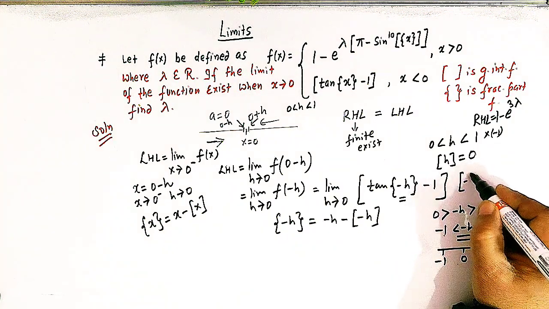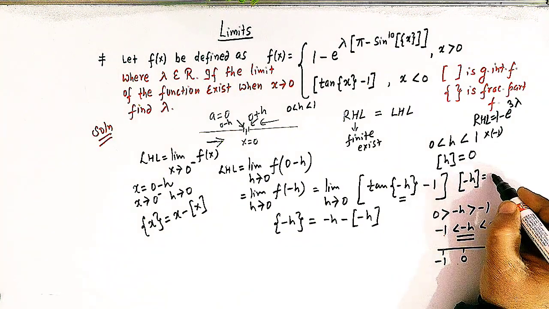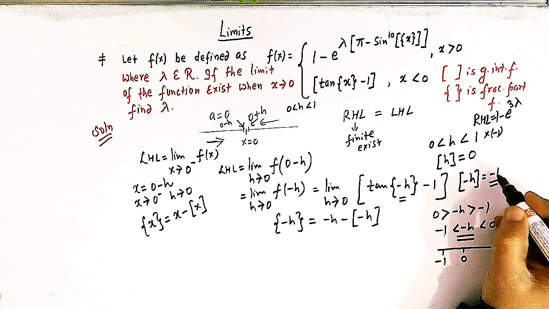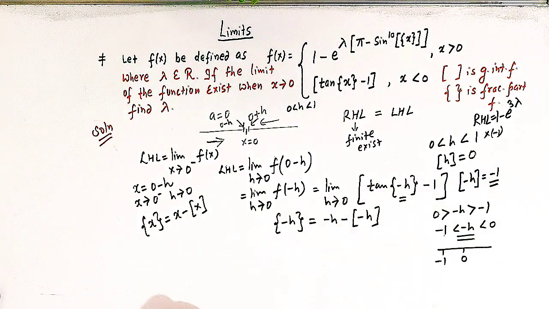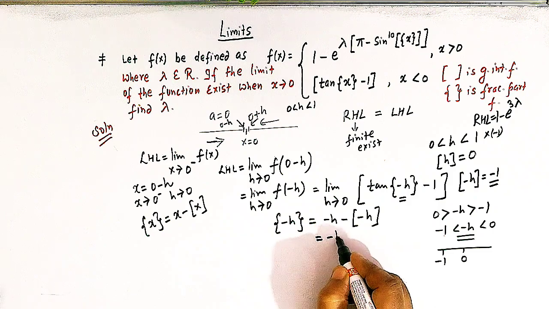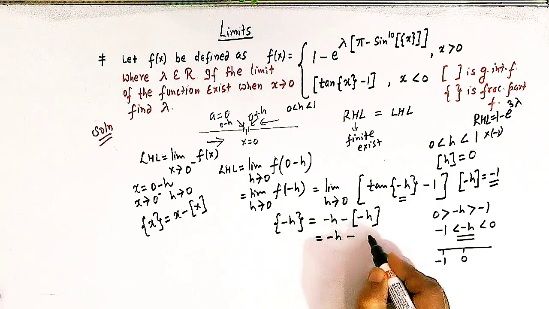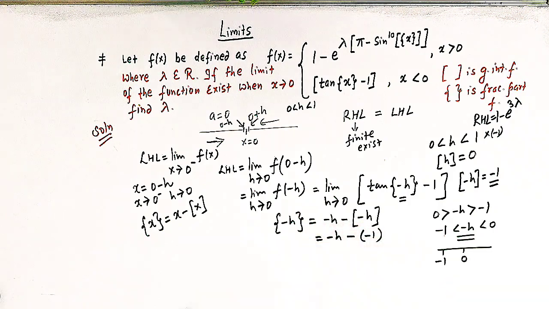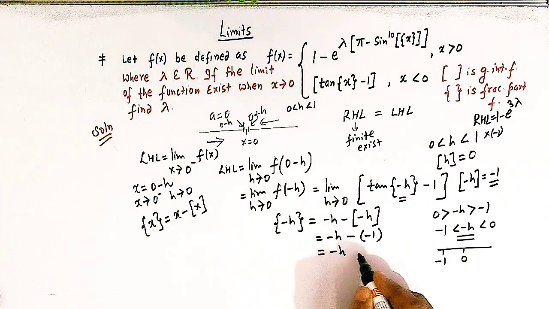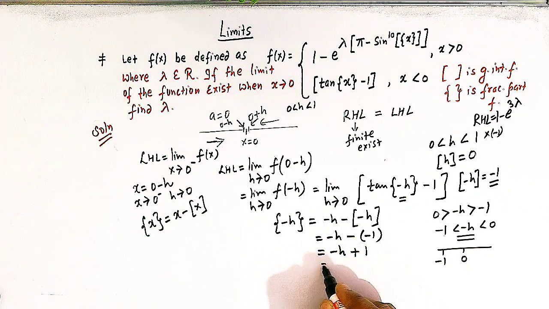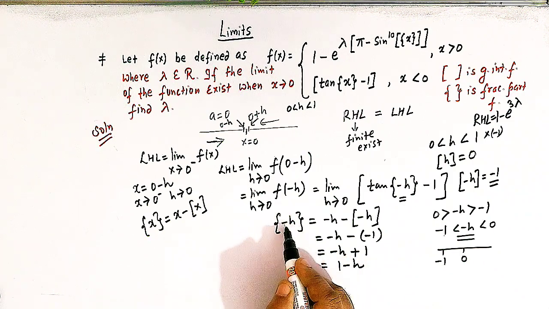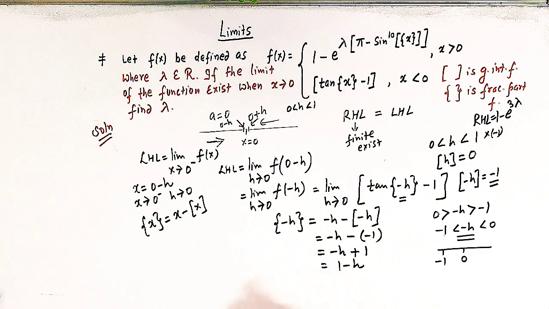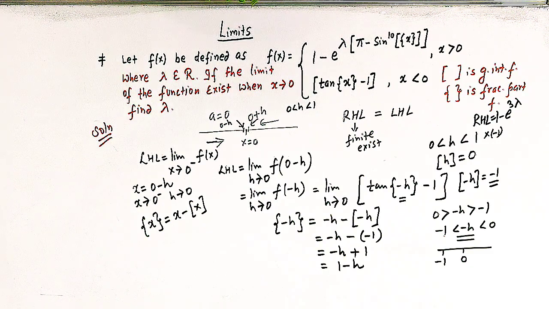So the greatest integer of minus h should be equal to minus 1 by definition of the greatest integer function, right? So now we have minus h, minus the greatest integer, which is minus 1. So this is minus h, then this is plus 1. So this is 1 minus h. So the fractional part of minus h is equal to 1 minus h.